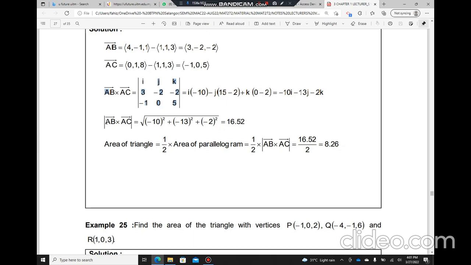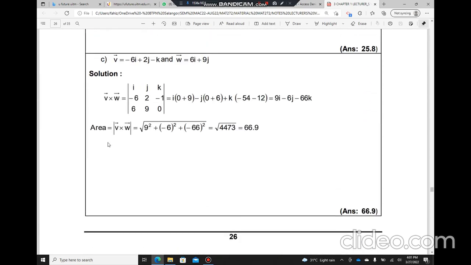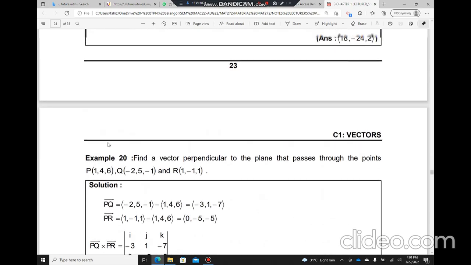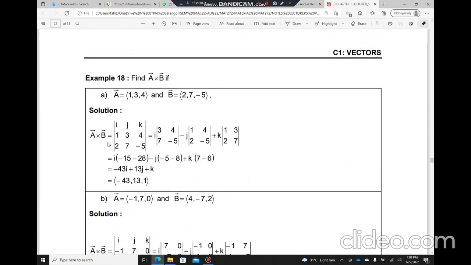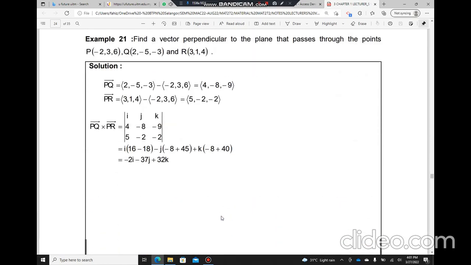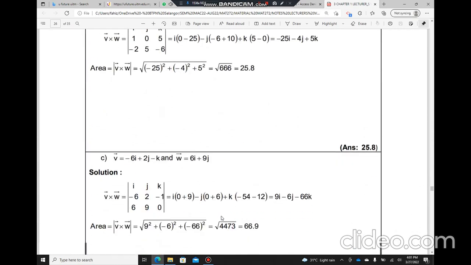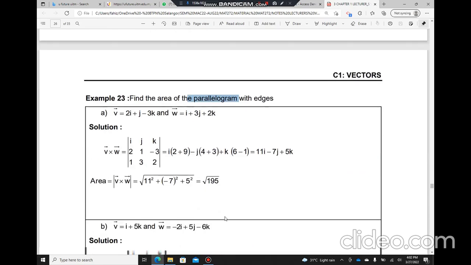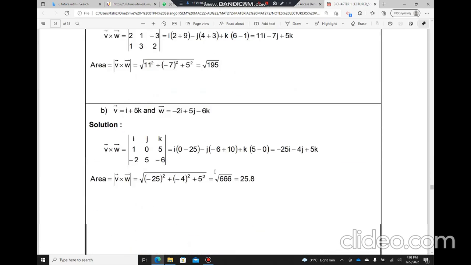Okay, tapi kat sini sebenarnya area kat sini kita akan dapat bentuk parallelogram. So dia area ni dia memang dalam bentuk parallelogram. Kalau awak baca definition dekat sini, okay, the length of the cross product A cross B is equal to the area of parallelogram determined by A and B. Okay, area, so dia akan dapat parallelogram. Tapi kat sini, since dia bagi tahu dia adalah parallelogram. So find the area of the parallelogram. So tak ada masalah. Awak direct ambil jawapan yang awak dah kira area.